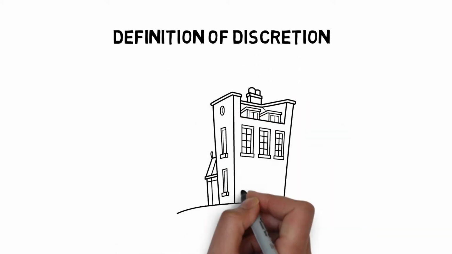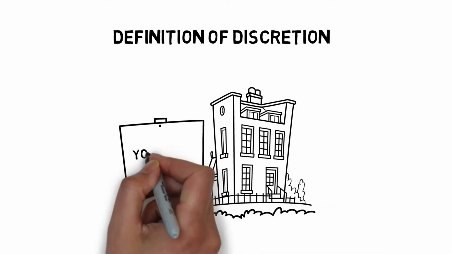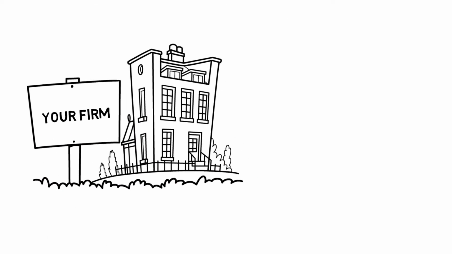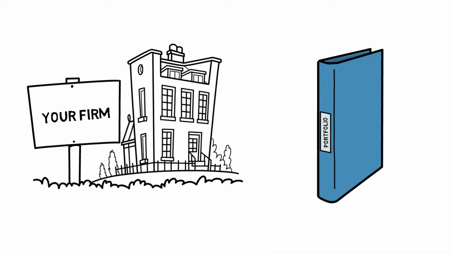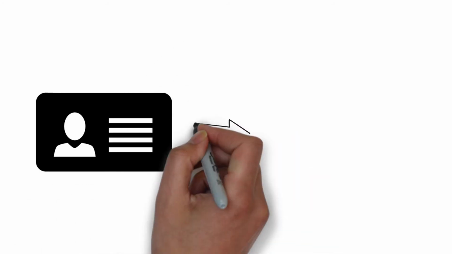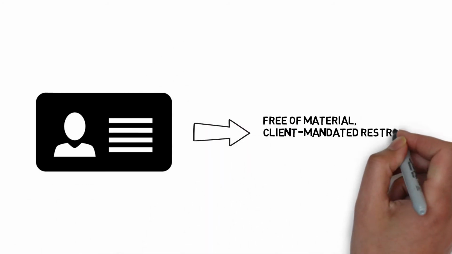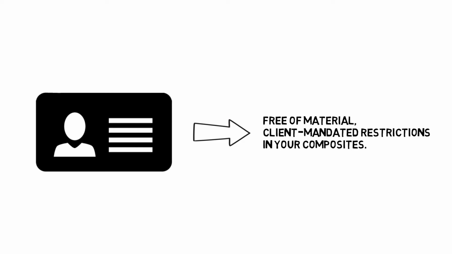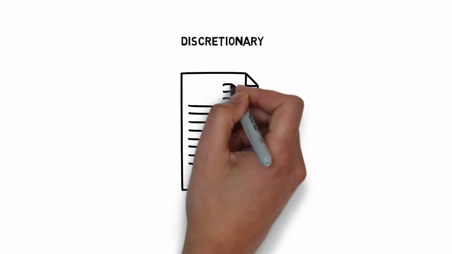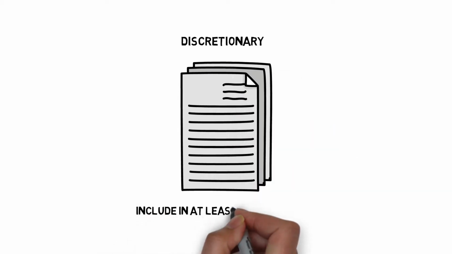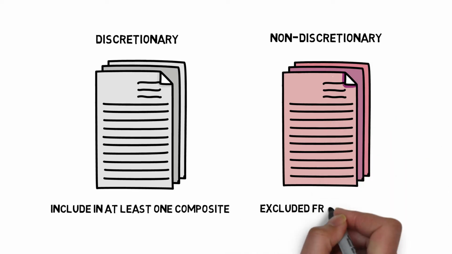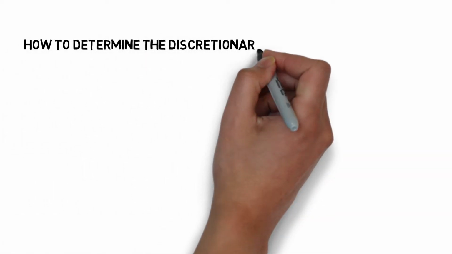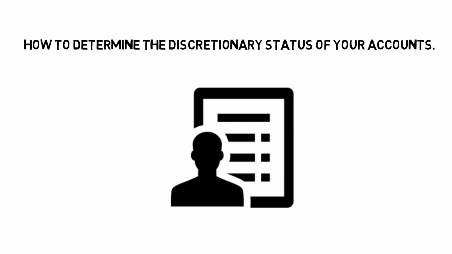Definition of discretion. One of the benefits of GIPS is that it helps your firm demonstrate its ability to manage each strategy that it offers. To ensure that your composite results truly reflect your portfolio manager's decision-making process, it is important to include only the accounts that are free of material, client-mandated restrictions in your composites. GIPS requires all discretionary, fee-paying portfolios to be included in at least one composite, while non-discretionary portfolios are excluded from composites. Within your GIPS P&P, you can define how to determine the discretionary status of your accounts.